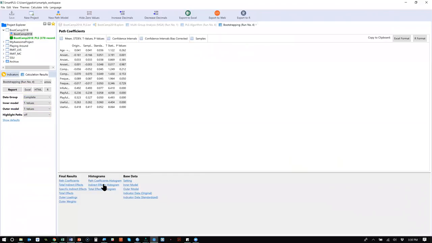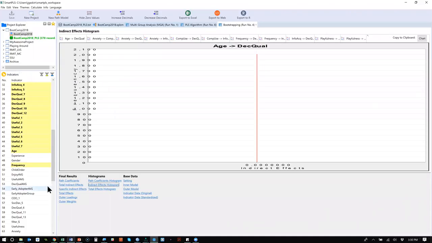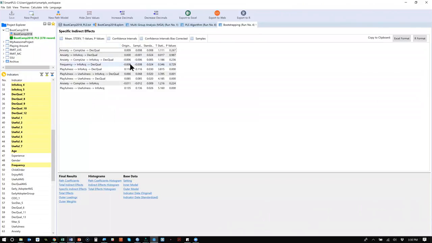Here we go. And if you look at the indirect effects down bottom here, it says indirect effects. Oh, that's the histogram. I don't want the histogram. I want the specific indirect effects. They added that. Specific indirect effects. Here they are. For every possible specific indirect effect, here's the p-value. I like that. And there it is. I mean, that's it.